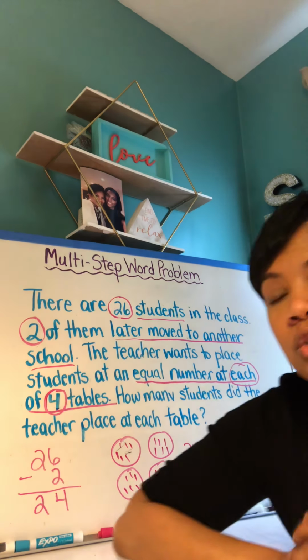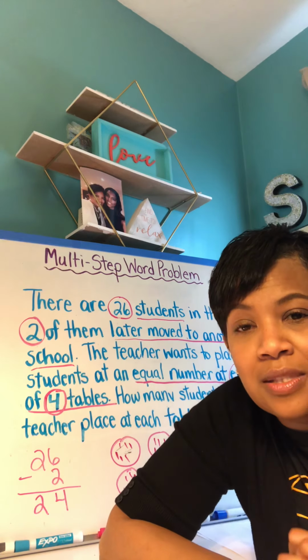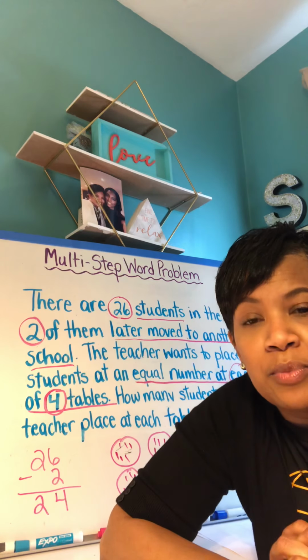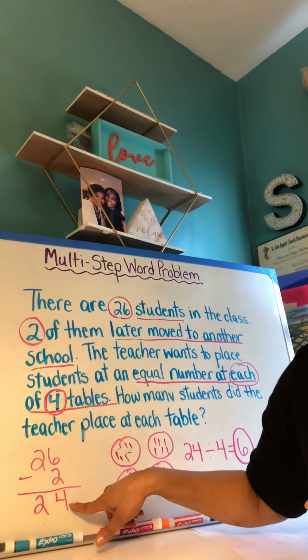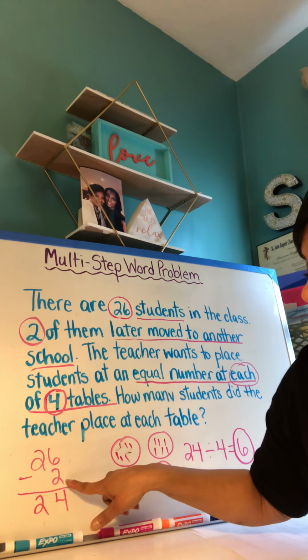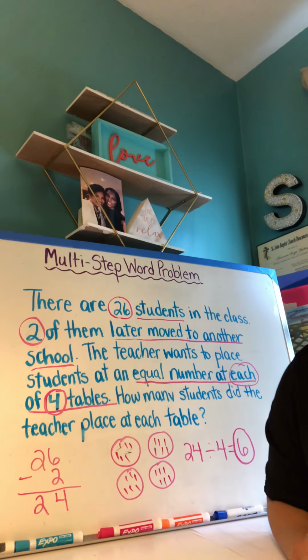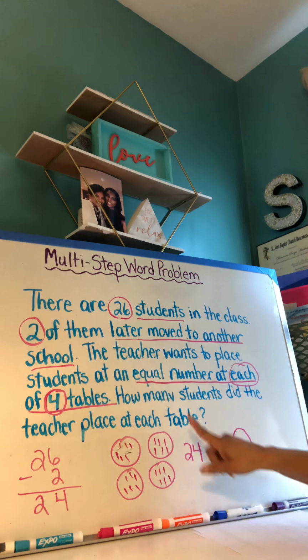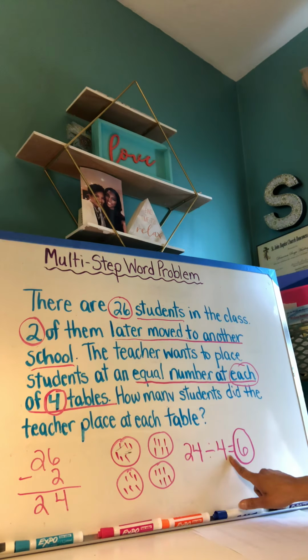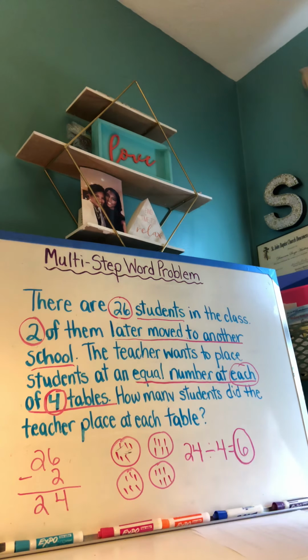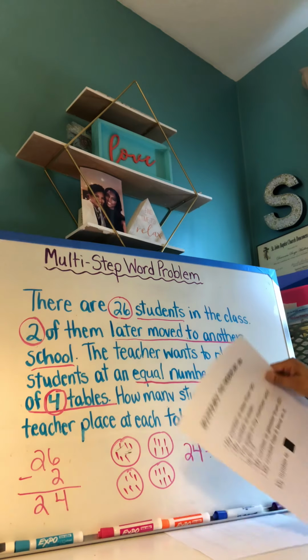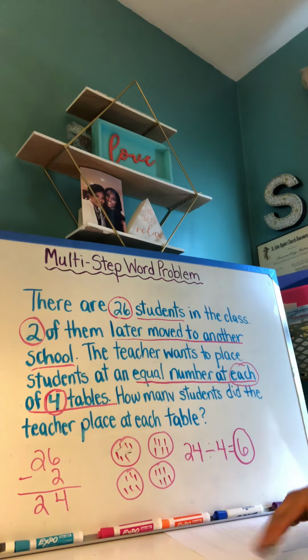All right, so we did 2 steps in order to solve this multi-step word problem. First, we had to subtract: 26 minus 2 is 24, and then we had to divide. 24 divided by 4 equals 6, and we made a model to represent that. So let's move on, and I'm going to go over the mystery number that you had yesterday.